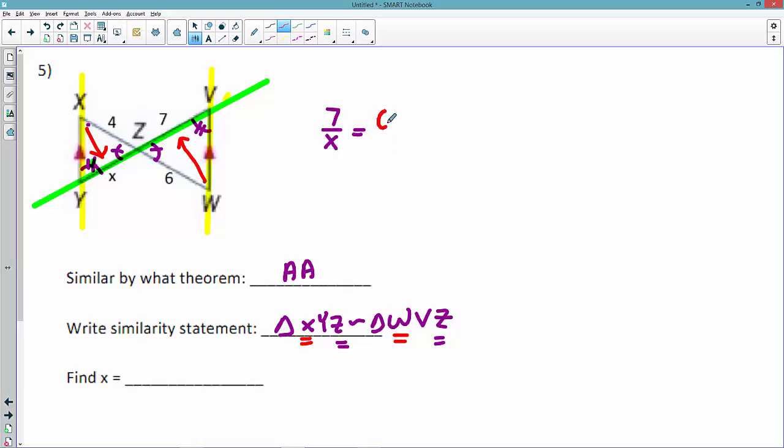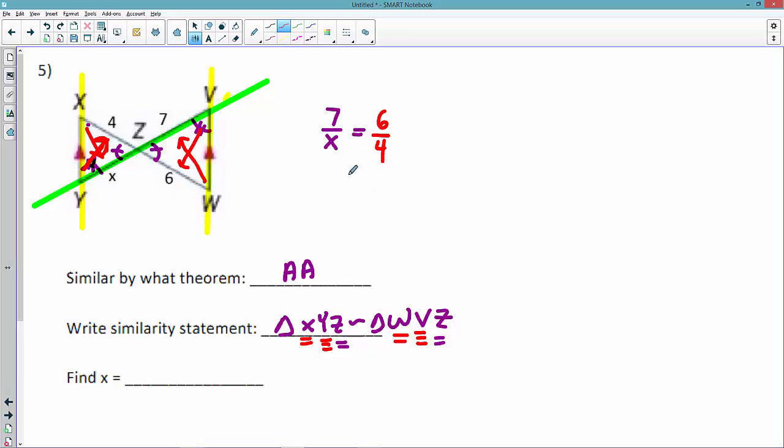So we'll do 6 to 4. Okay. So 6 and 4 are across from the same angles. In other words, 6 is across from V, which is the second position, and 4 is across from Y, which is also the second position. So we know that those sides line up together.